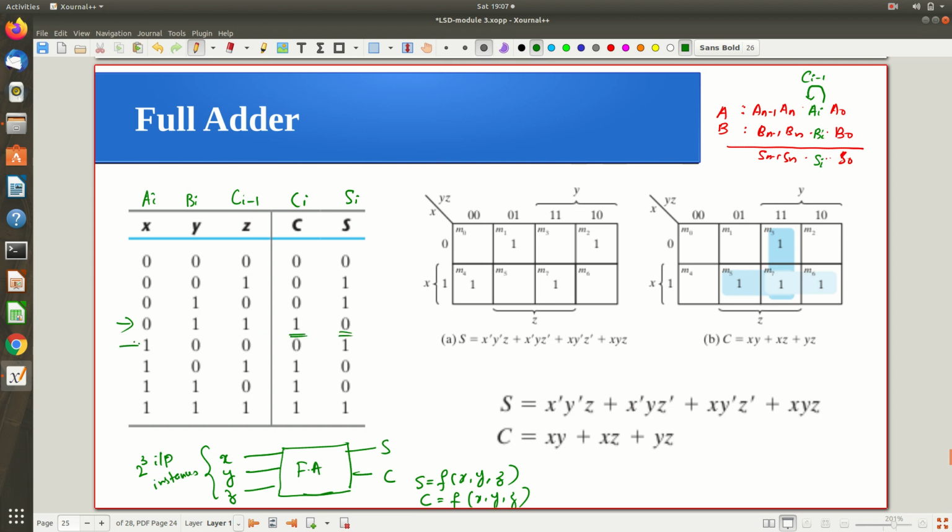Okay, so this concept is clear already, right? Here there is a single 1, so I am getting a sum 1 and a carry 0, fine. Here 2 ones are there, sum is 0 and carry is 1. Here also 2 ones are there, sum is 0 and carry is 1. Now when 3 ones are coming, 1 plus 1 plus 1, what is that? It is 1 1, right? So that means sum is 1 and carry is 1.